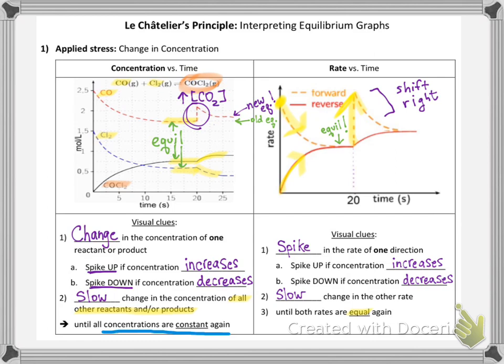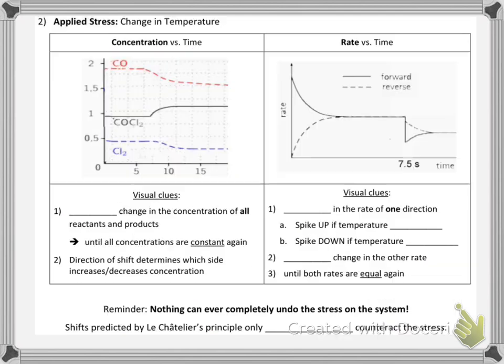Since the forward reaction spiked, that means this reaction must be shifting right to reestablish equilibrium. And when equilibrium is reestablished, notice it is at a new position, a higher equal rate, because now there's more stuff. So you can graphically analyze almost any Le Chatelier shift using a graph.